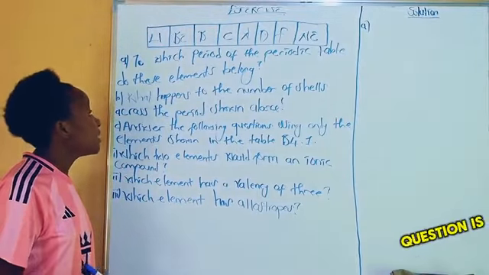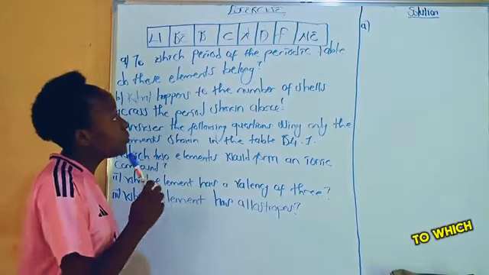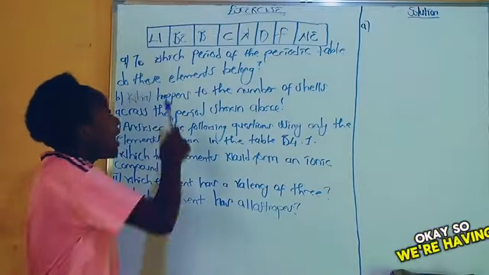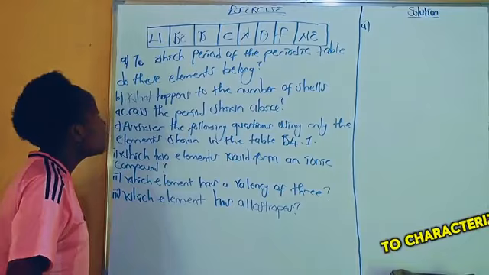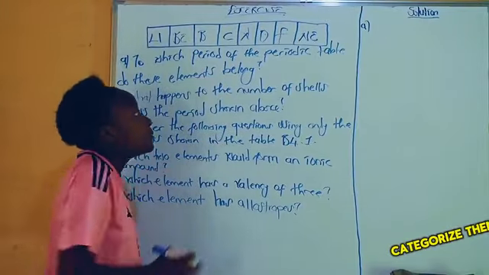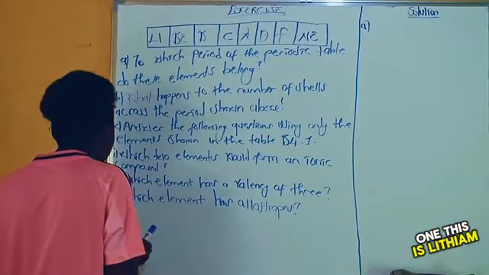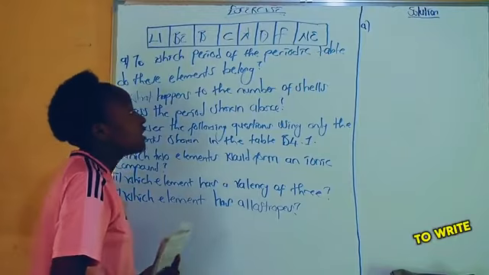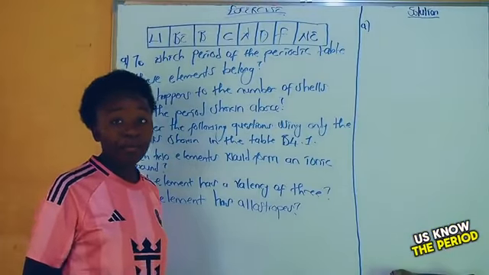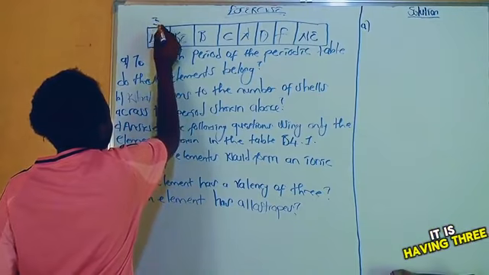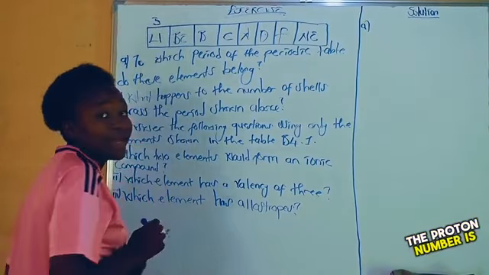Then the question is saying, which is A, to which period of the periodic table do these elements belong? Okay, so let's first categorize them, name by name, to be able to identify them. The first one is lithium. Then we're also going to write the proton number to help us know the period. Lithium has a proton number of 3.